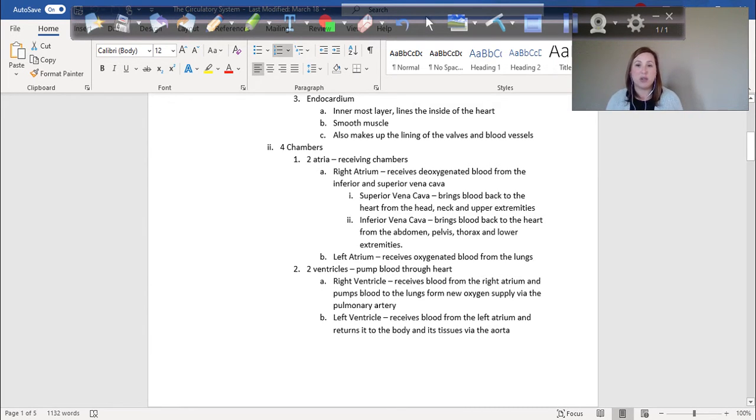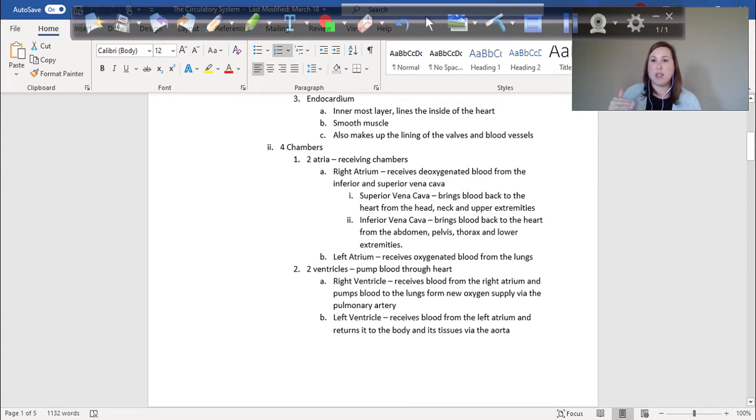The right atrium is going to receive blood whose oxygen has been used, so it's deoxygenated blood. It receives that from the big vessel called the vena cava. But the vena cava has split, and it's coming into the heart. The superior vena cava and the inferior vena cava come together and both feed the heart, because they're carrying blood to the heart.